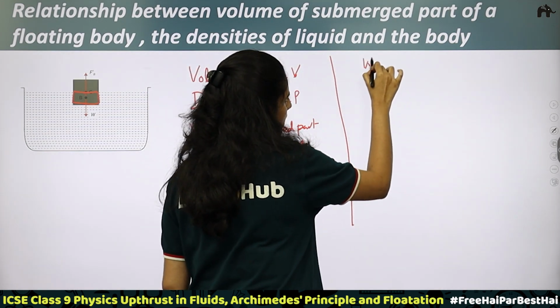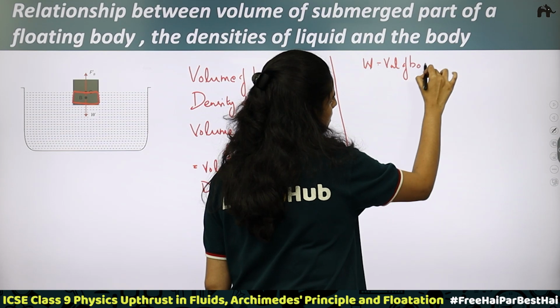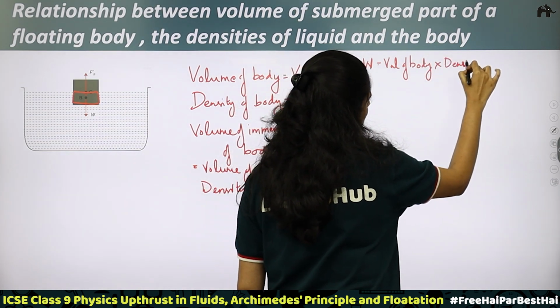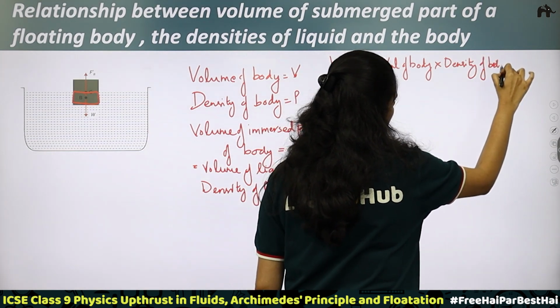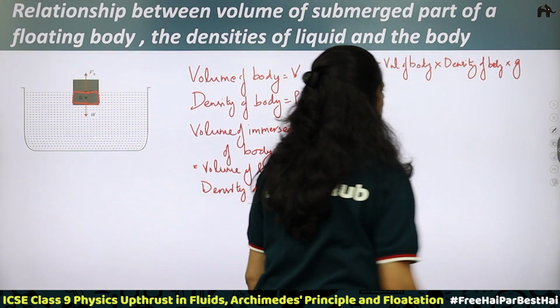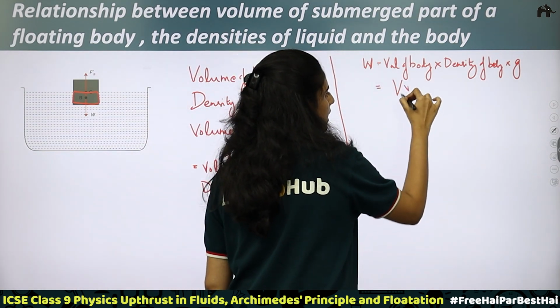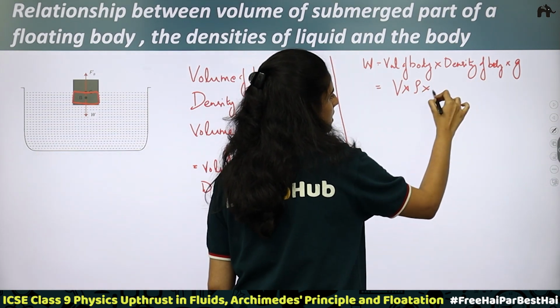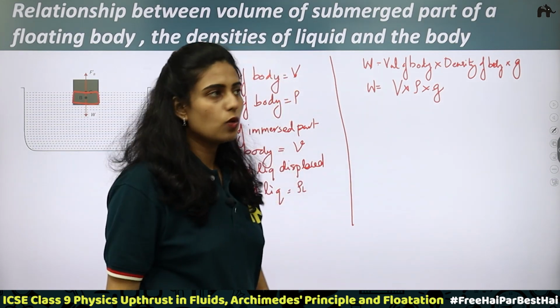Okay, now what is the weight? Weight of the body W is equal to volume of body into density of body into acceleration due to gravity. What is the volume of body? Volume of body is V. Density of the body is rho. And acceleration due to gravity g. So, W is equal to V rho g.